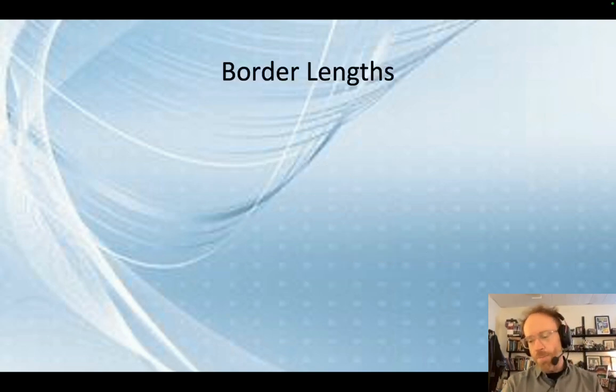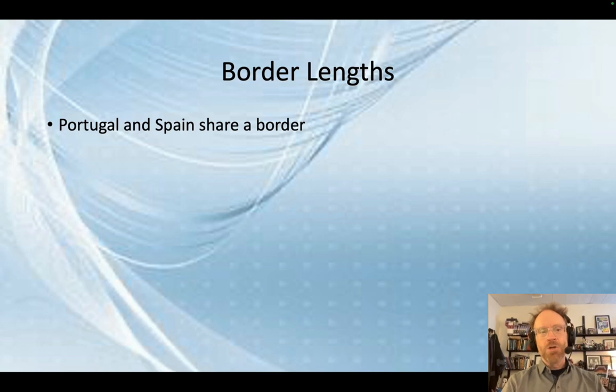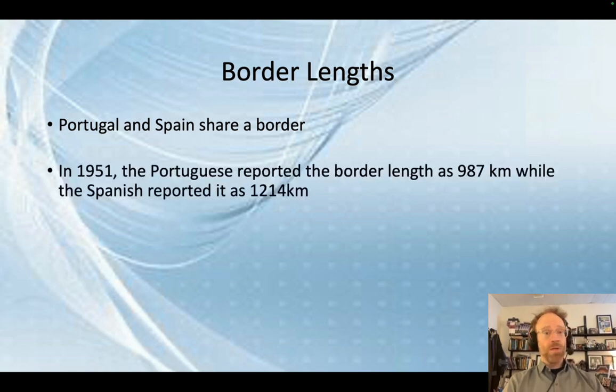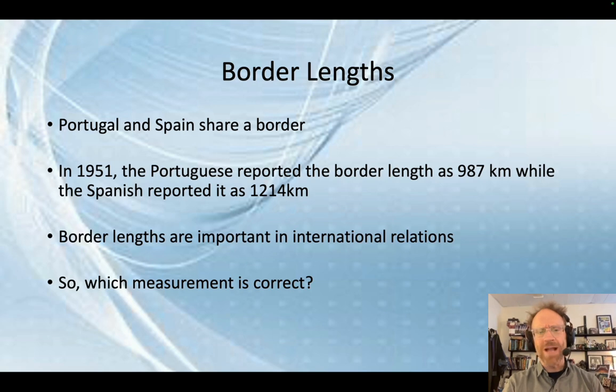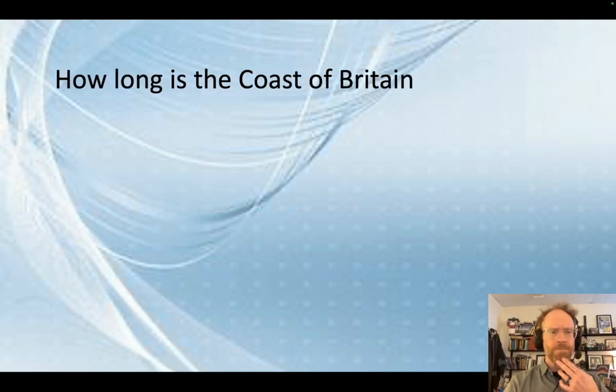So, we're going to start in a weird place, and that's border lengths. So, Portugal and Spain share a border. And in 1951, the Portuguese reported that border length as 987 kilometers, while the Spanish reported it as 1214 kilometers. Border lengths are important in international relations, right? So it's important to know which one of these is correct. There's a pretty big difference there.